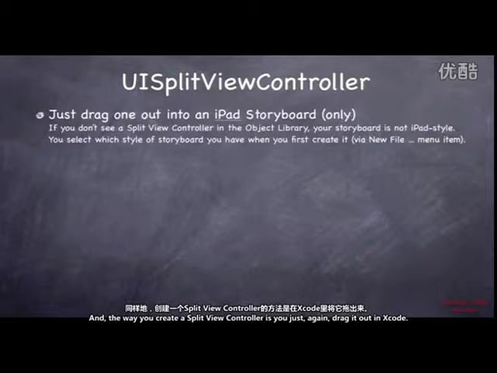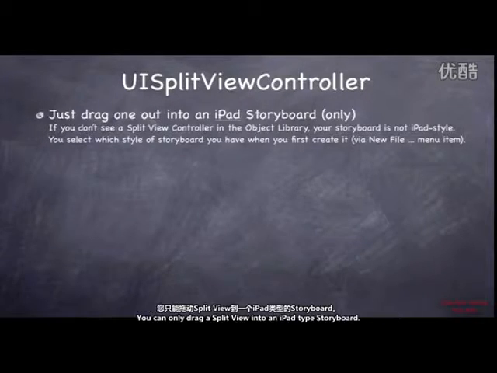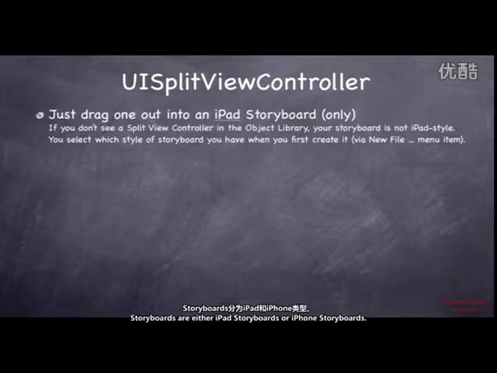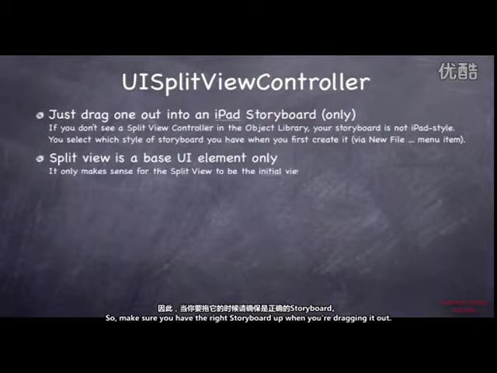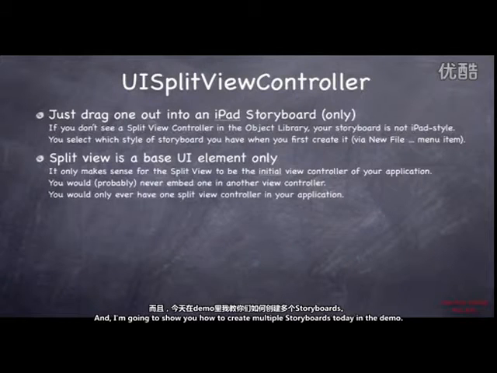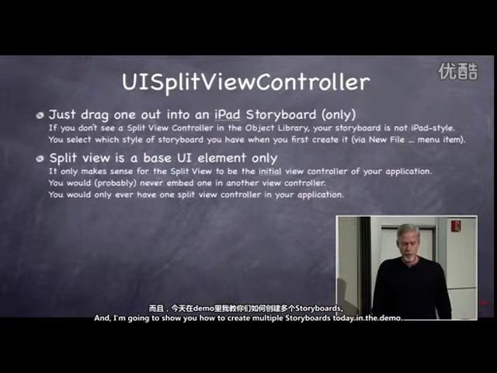And the way you create a split view controller is you just, again, drag it out in Xcode. You can only drag a split view into an iPad type storyboard. Storyboards are either iPad storyboards or iPhone storyboards. And if you have an iPhone storyboard up and you try to find a split view controller, it won't even be in the object library, let alone you're not able to draw it out. So make sure you have the right storyboard up when you're dragging it out. And I'm going to show you how to create multiple storyboards today in the demo.